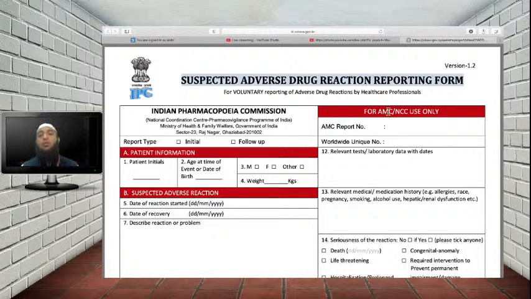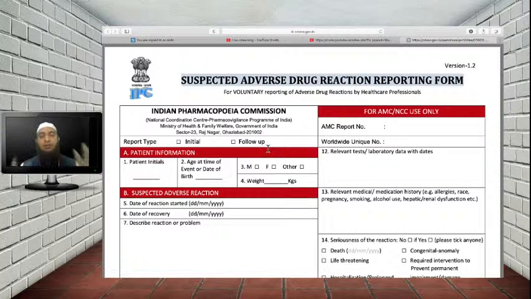Likewise, it is also called the AMC, that is, Adverse Drug Reaction Monitoring Center. Both are the same. The AMC and NCC are synonyms. It is called the Adverse Drug Reaction Monitoring Center, or also the National Coordination Center. These centers are run by the Pharmacovigilance Program of India. So I am now talking about our country, India. It is run by the Pharmacovigilance Program of India, Ministry of Health and Family Welfare, Government of India, and their office is located in Ghaziabad.